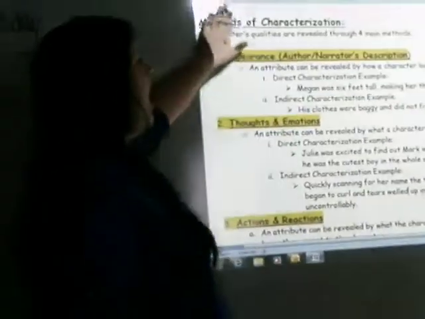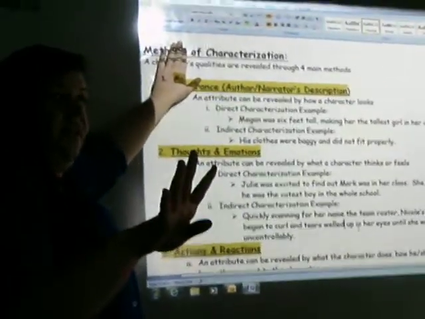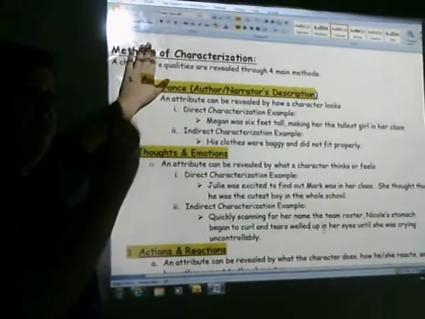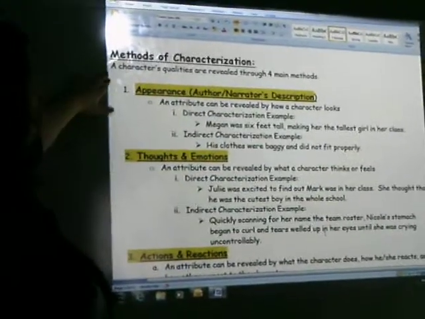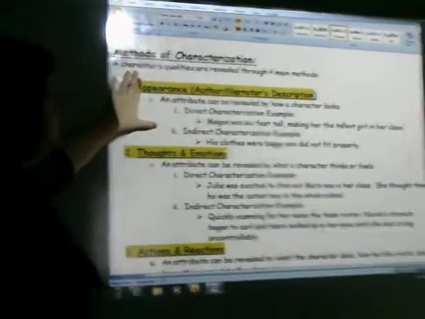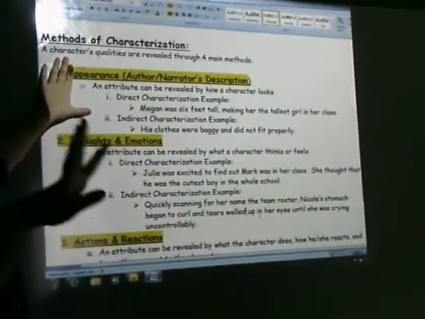Alright, there are 4 main methods of characterization. Guys, I know this is long, pay attention. Come on, I need eyes. Okay? A character's qualities are revealed through 4 main methods.